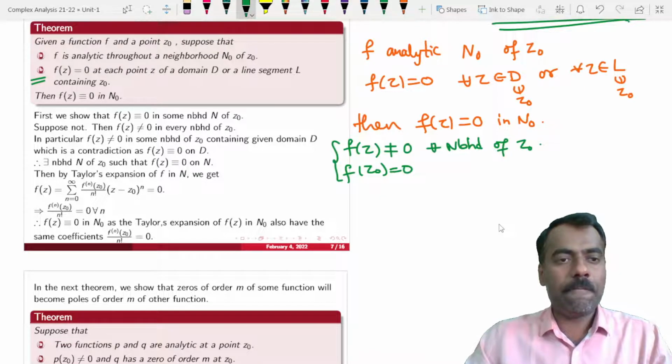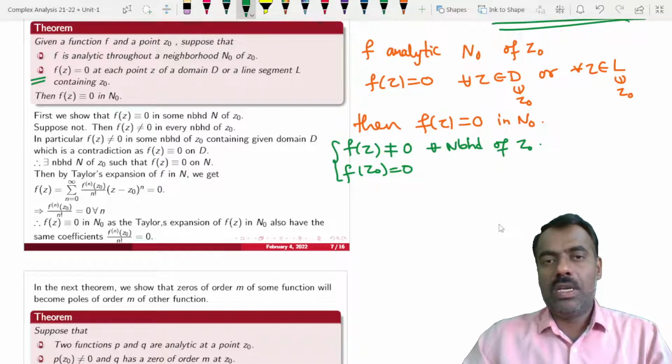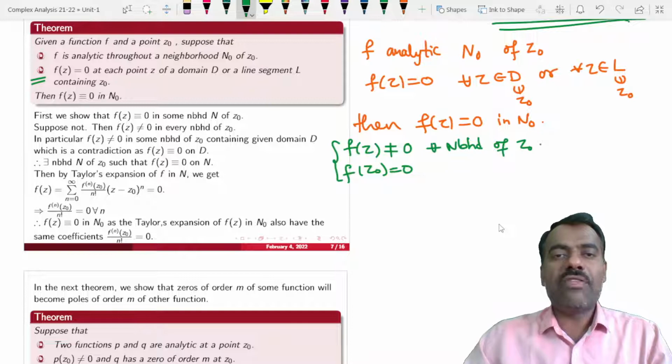Let me repeat again. We want to show that f of z is equal to 0 throughout some neighborhood. Suppose not, that means what? f of z is not equal to 0 at every neighborhood of z naught.